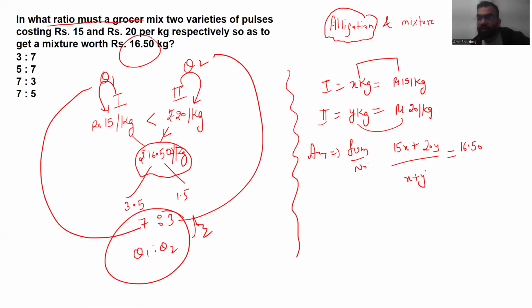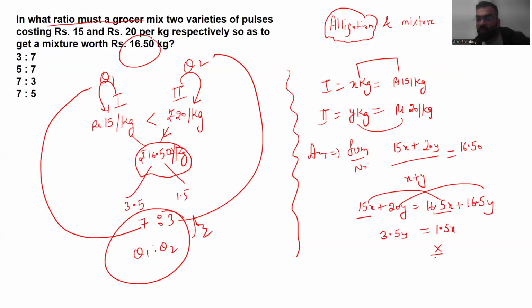Okay. If you solve this, you will get 15x plus 20y equals 16.5x plus 16.5y. And if you solve properly, these two values will give you 1.5x, these two values will give us 3.5y, and x by y will give me 3.5 by 1.5. Okay. And that is 7 by 3. So x is the quantity of the first and y is the quantity of the second one. This is what we are getting, the same thing.